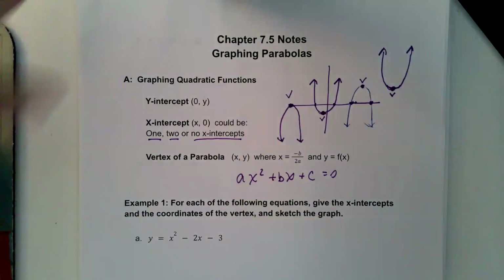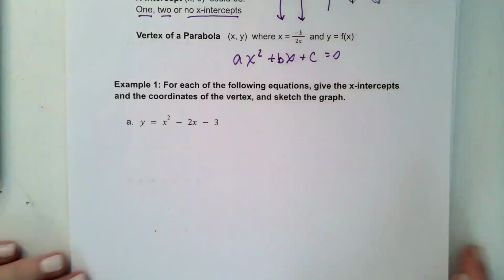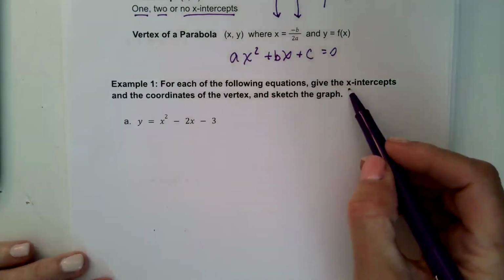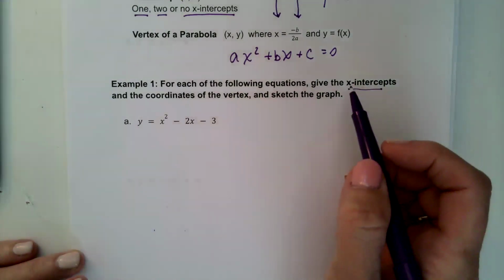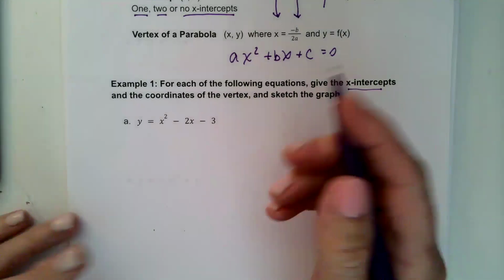So I have several examples here today. For each of these, we're going to give the x-intercepts and the coordinate of the vertex and sketch the graph. And I didn't write y-intercept, but I always like to do that.